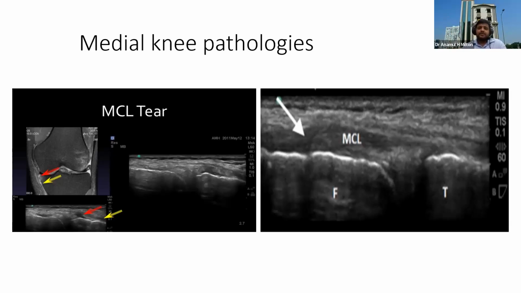So with these chronic changes, you should consider chronic pathology. Okay, if the patient gives a history of falling on the ground, with the leg in a varus-like position, and after that there is pain on the medial side of the knee.